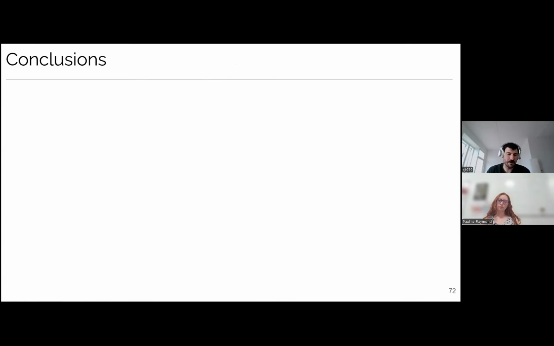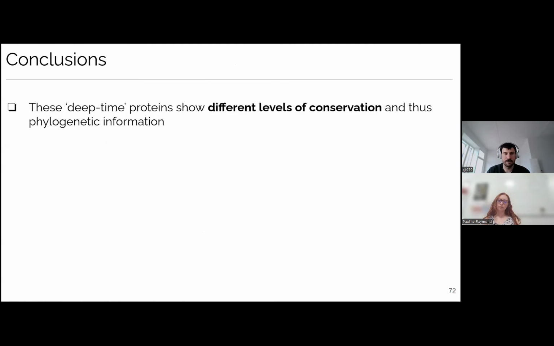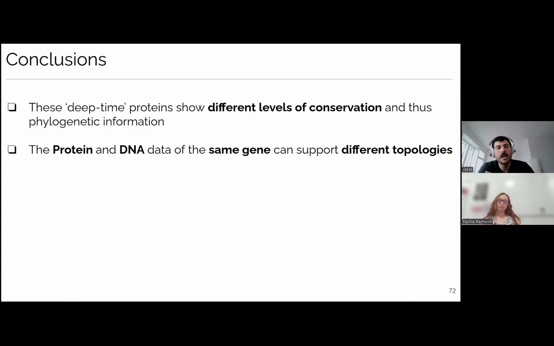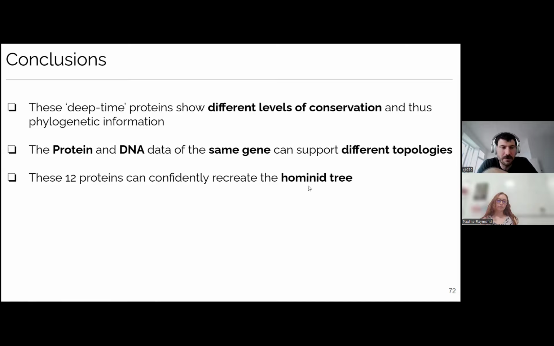So in conclusion for the whole chapter or publication, these deep time proteins show different levels of conservation depending on which one you look at, and thus have different levels of phylogenetic information. When using protein and DNA data of the same exact locus or gene, they can support different topologies. The protein trees can differ from the original topology of the DNA tree.